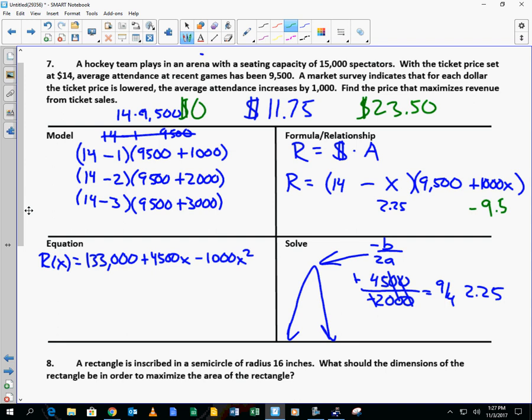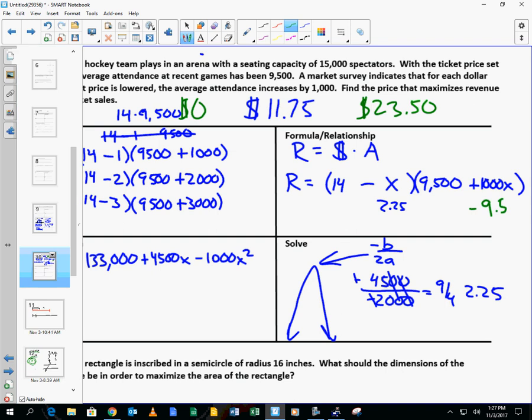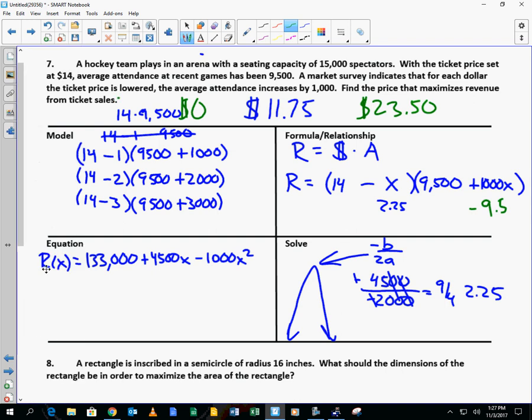Happens to sit exactly in the middle. Exactly. I just want you to try to understand that in context. At 23.50 is too much money. No people will come.